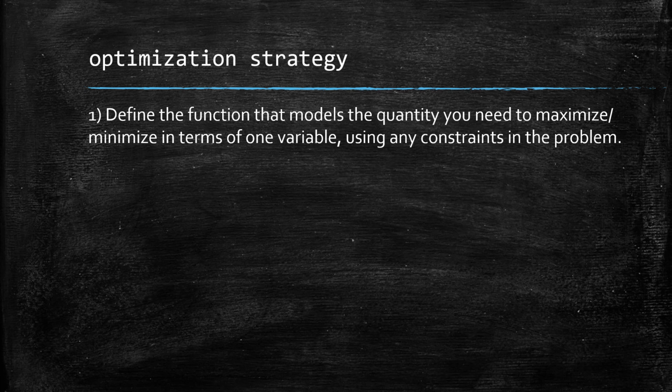But sometimes it might be more than one variable, and then we have to use any constraints in the problem to re-express the function in terms of one variable. We'll see an example of that moving forward.